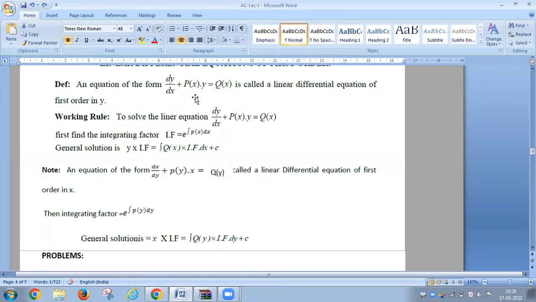So remember this: if the differential equation is in the form dy by dx plus p into y equal to q, the equation is called a linear differential equation. In order to solve this, first we have to find the integrating factor, which is e power integral p dx. Then the solution is given by y into integrating factor equal to integral q into integrating factor dx plus c. This is the procedure.